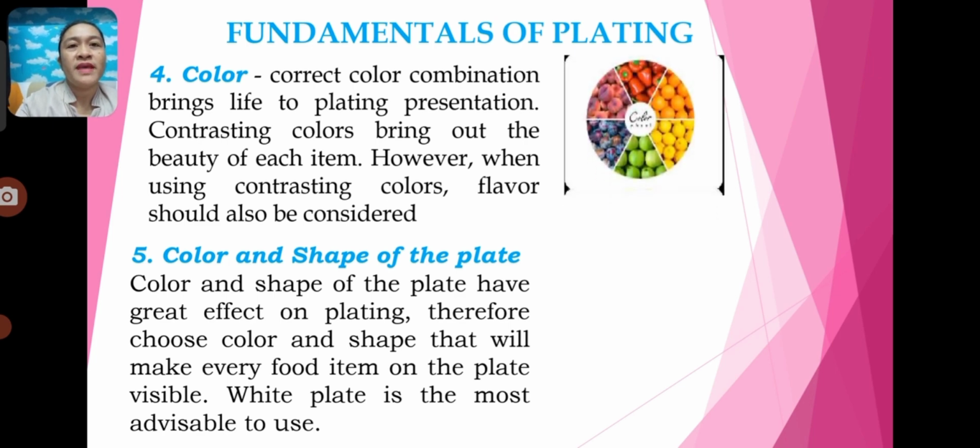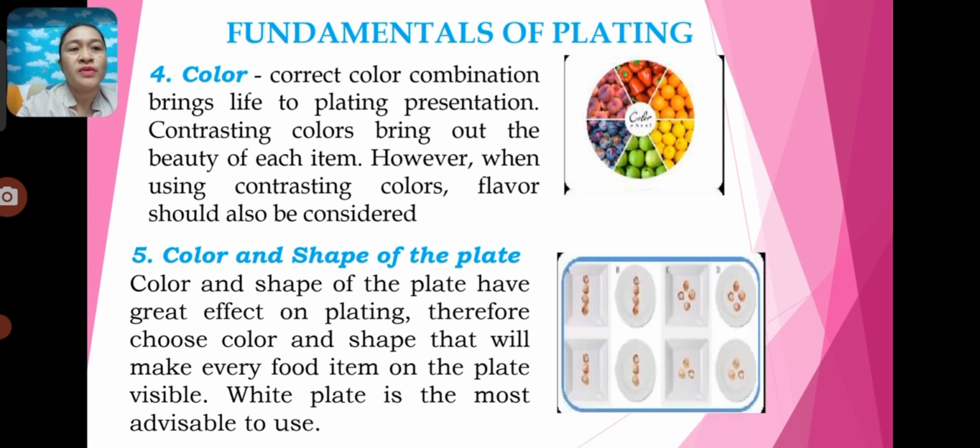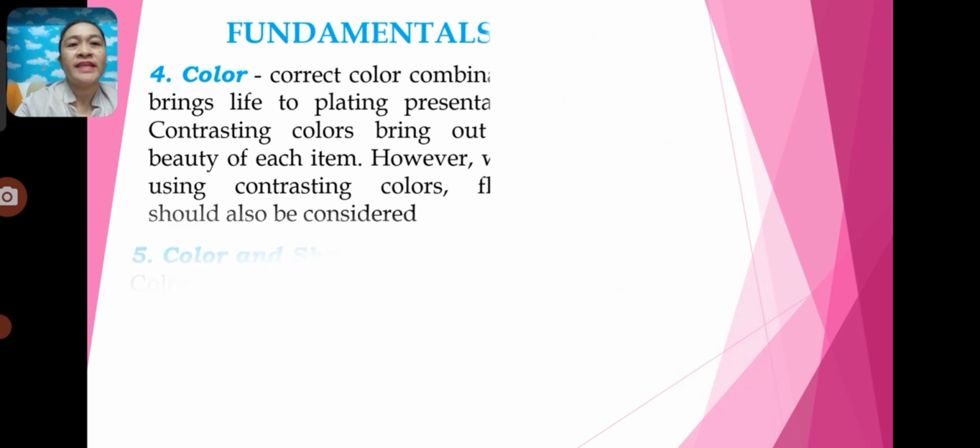Then another fundamental of plating, color and shape of the plate. The color and the shape of the plate that you are going to use. So color and shape of the plate have great effect on plating. Therefore, choose color and shape that will make every food item on the plate visible. So white plate is the most advisable to use. So look at this. Look at the example on the right side. Okay, so next, let's move on to number 6.